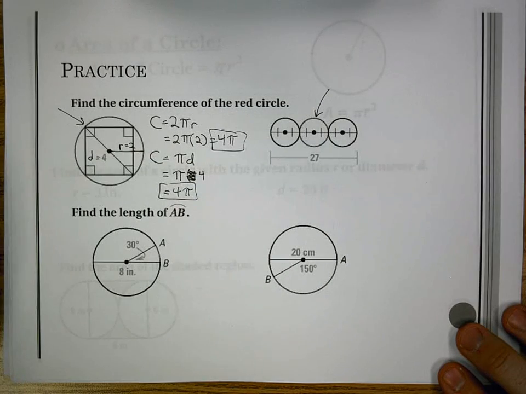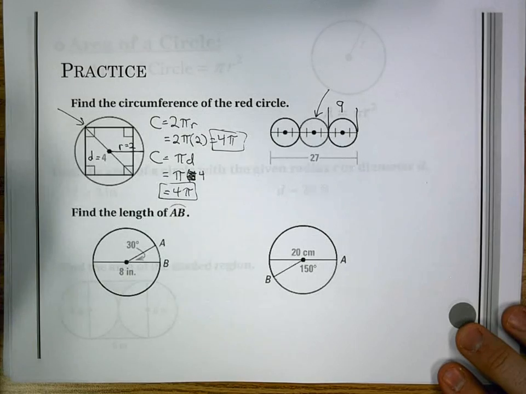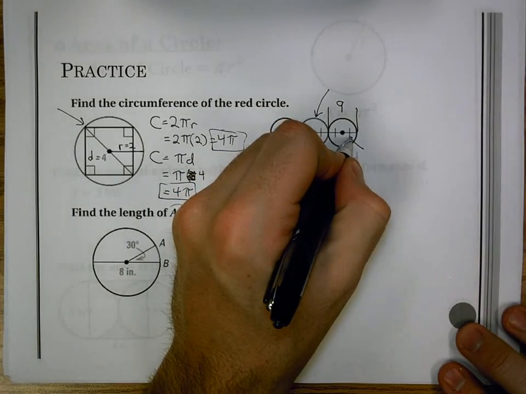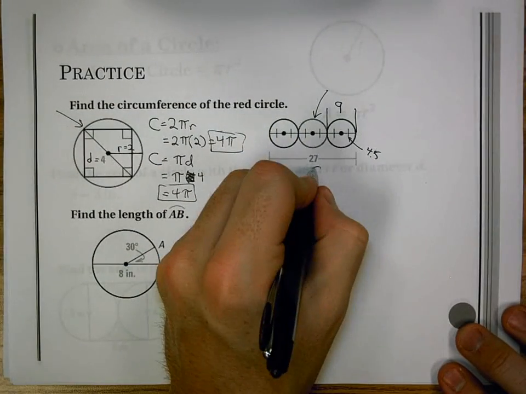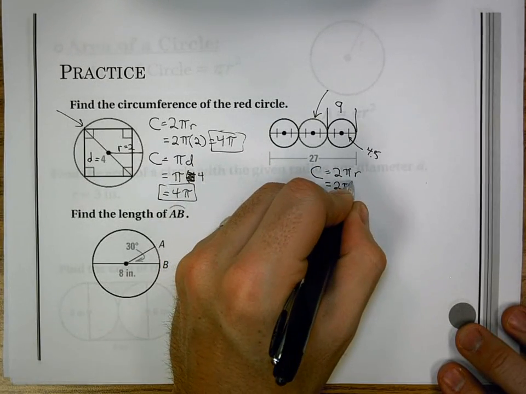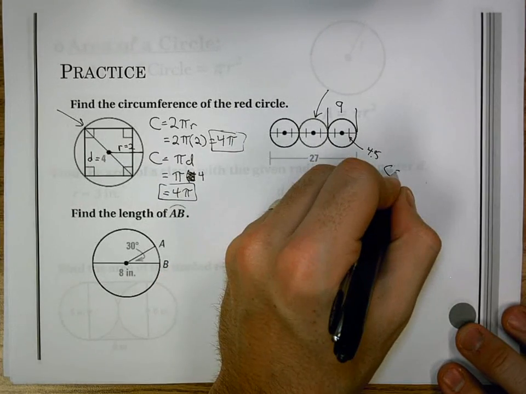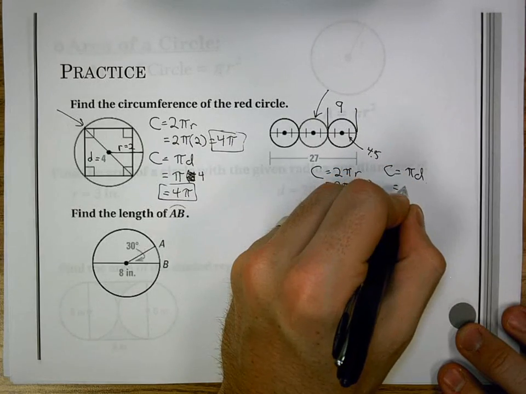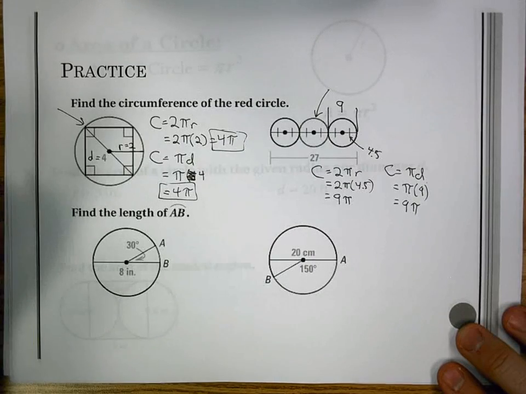For the next one, the total length of all three of those segments is 27. That means each one is going to be 9. If each one is 9, that is a diameter, which means my radius for each of those is 4.5. To find the circumference, I could do 2 pi times 4.5, which is 9 pi, or since I know the diameter, pi times 9, which is 9 pi. Again, we got matching answers.